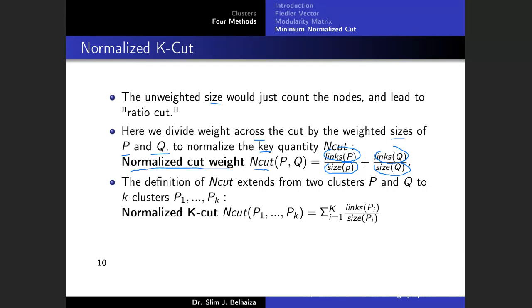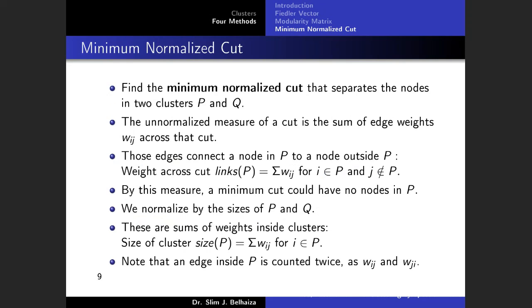Okay, so the definition of the Ncut, in fact, extends from two clusters P and Q to K clusters, P1 till Pk, and this way you can define what we call the normalized K-Cut, where Ncut of the clusters P1 till Pk is the sum from i equals 1 to k of the links of Pi divided by the size of Pi. So let me go back to this. We said that the size of P is the sum of the weights of the arcs in P, and each arc ij, of course, is counted twice.